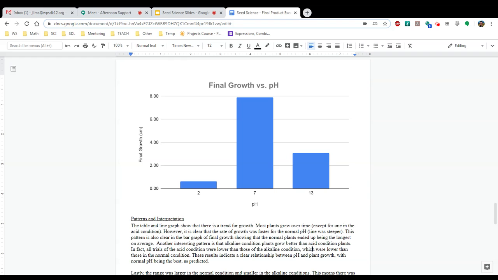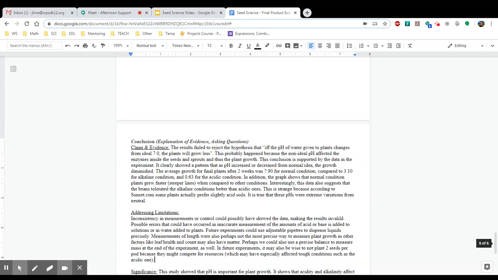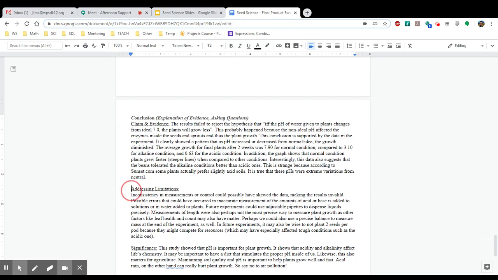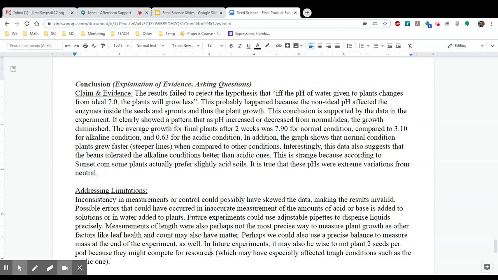So let's once again look at the exemplar and see how that looks like in real life. When you get to the conclusion section, I actually have a whole section addressing limitations. For example, I say inconsistency in the measurements of the control could possibly have skewed the data, making the results invalid. So I'm saying how exactly it's affecting my results. Possible errors could have occurred when you measured the amount of acid and base being added to the plants. Future experiments can actually use pipettes to dispense the liquids in a precise manner.